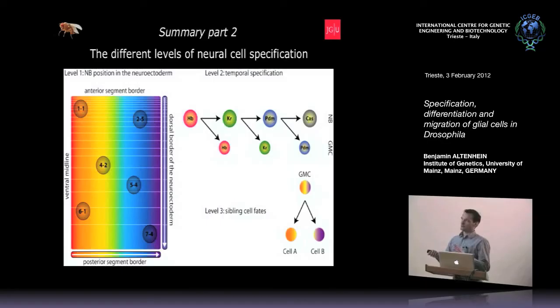The current hypothesis we have is that cell specification with respect to glial cells is a mix of all these levels. So the position of the neuroblast might tell something, but not all. Maybe the temporal specification is involved here, as well as sibling cell fate differences.